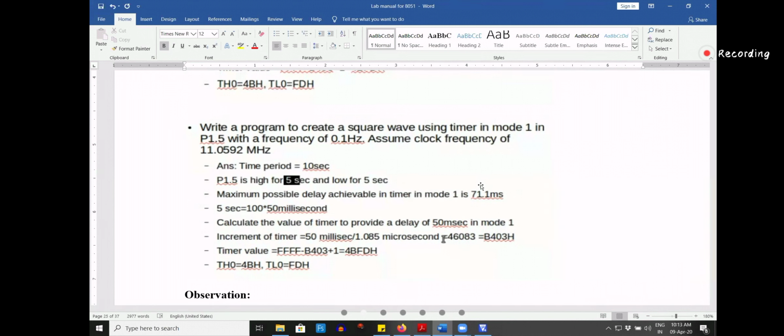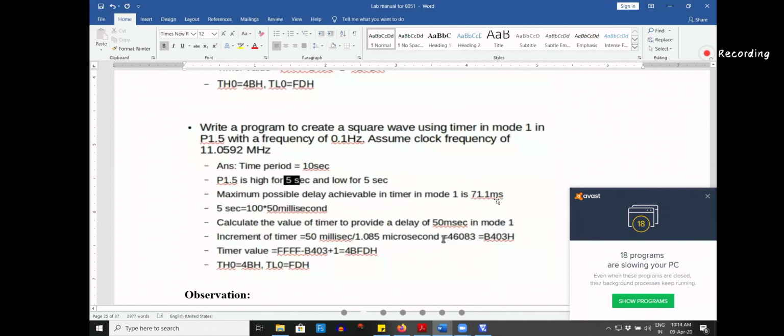Sir, is it 5 seconds or 5 milliseconds? 5 second. Okay, sir. 5 second is greater than, I'm telling you repeatedly, 71.1 millisecond. So what you will do here is divide that 5 second into small time periods, in such a way that each time period is less than 71.1 millisecond.